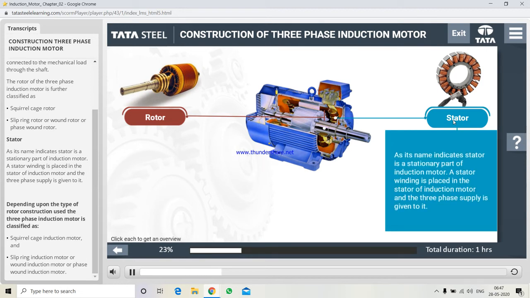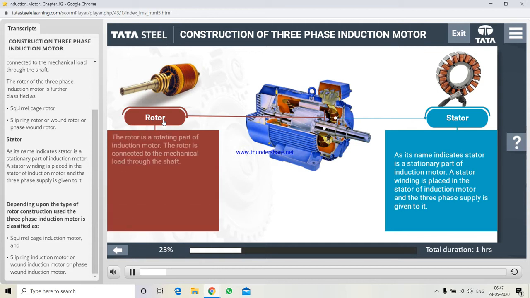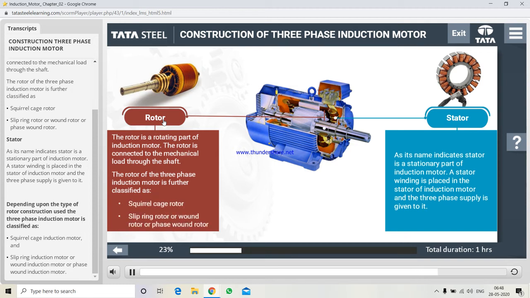As its name indicates, the stator is a stationary part of the induction motor. A stator winding is placed in the stator of the induction motor and the three-phase supply is given to it. The rotor is a rotating part of the induction motor. The rotor is connected to the mechanical load through the shaft. The rotor of the three-phase induction motor is further classified as squirrel cage rotor, or slip ring rotor, or wound rotor, or phase wound rotor.